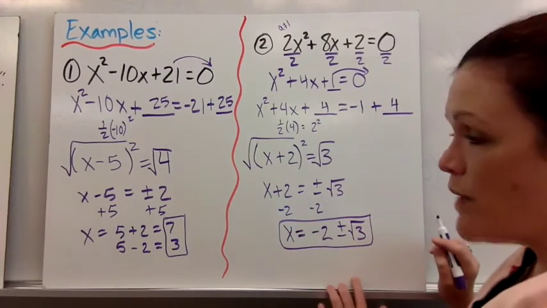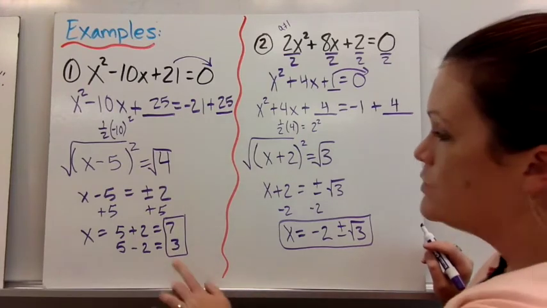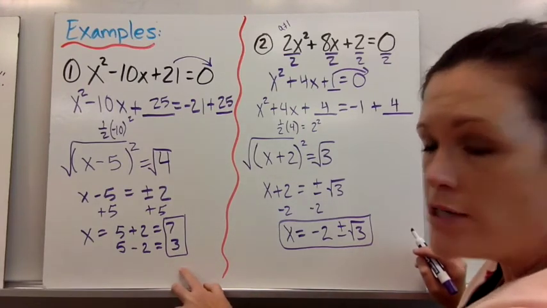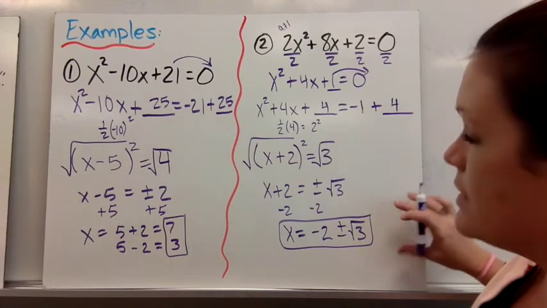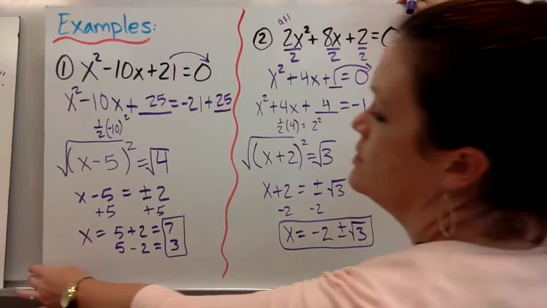So that is an irrational answer. There are 2 roots and they are irrational. This one had 2 roots that were both rational and real. And these are still real and they're irrational. Let's look at one more example.